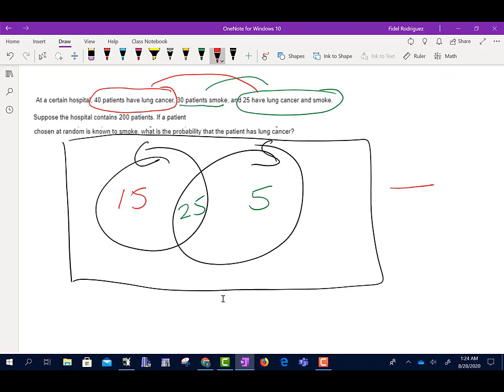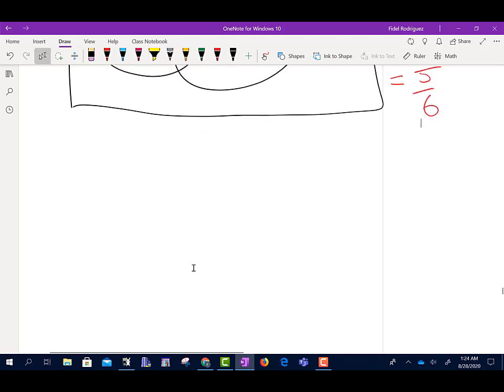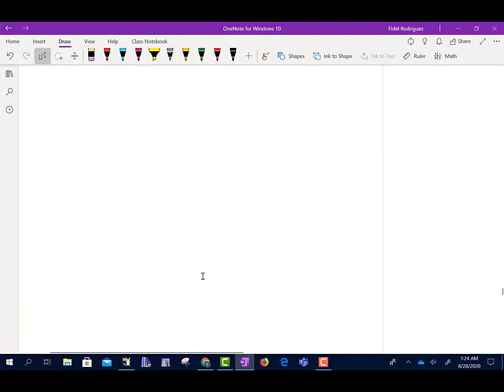Okay, so we want to know, out of those people who smoke, how many smoke? 30. Out of those that smoke, what's the probability that they also have lung cancer? 25 out of those 30. And if I divide them both by 5, that would give me 5/6. And I think that was, yep, that's all of 9.2.